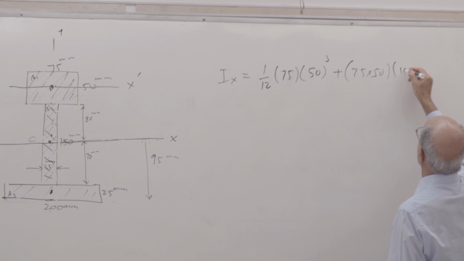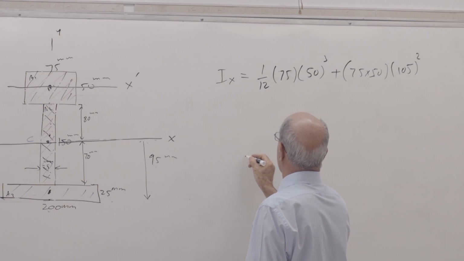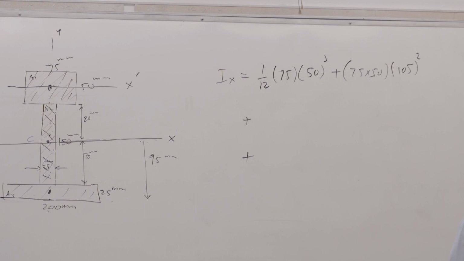So it becomes millimeters to the power of 4. Everybody, that is the moment of inertia of area 1. Let's do the moment of inertia of the third one. This was for the second one, this is for the third one. The third one is easy, so I'm doing that first.